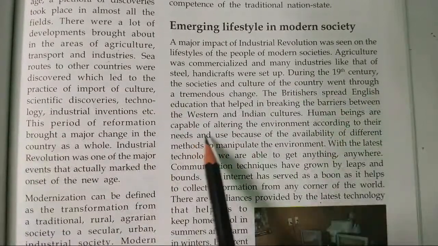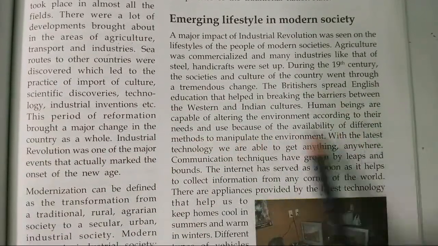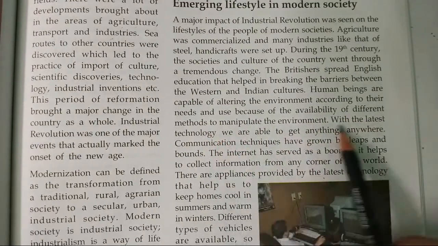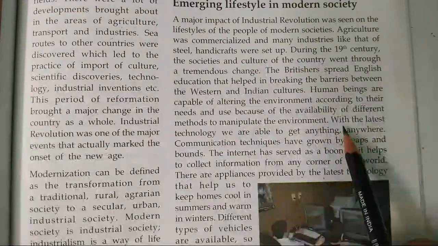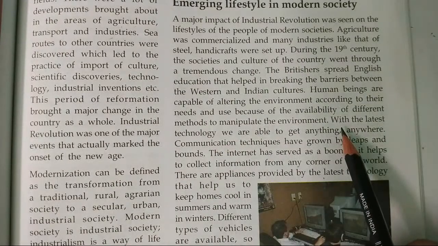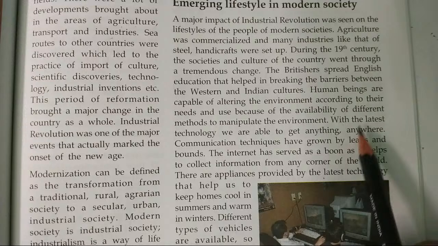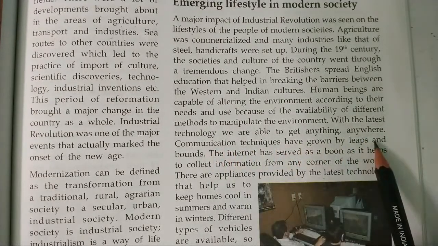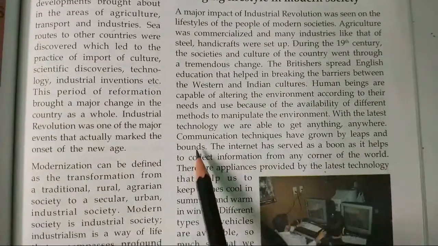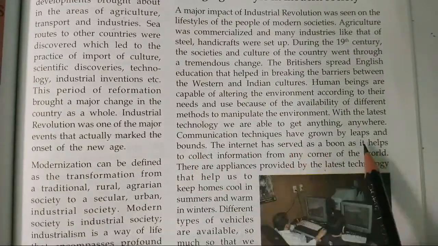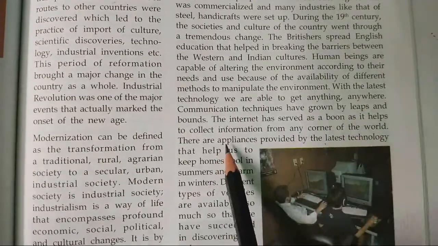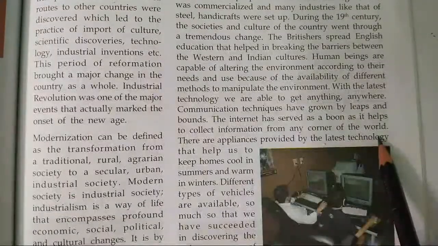Human beings are capable of altering the environment according to their need and because of the availability of different methods. Therefore, when human beings started using more of the language and they connected, what happened? With the latest technology, we can get anything anywhere, we know that. And the communication techniques have grown fast. The internet has become a boon. It helps to collect information from any place of the world.